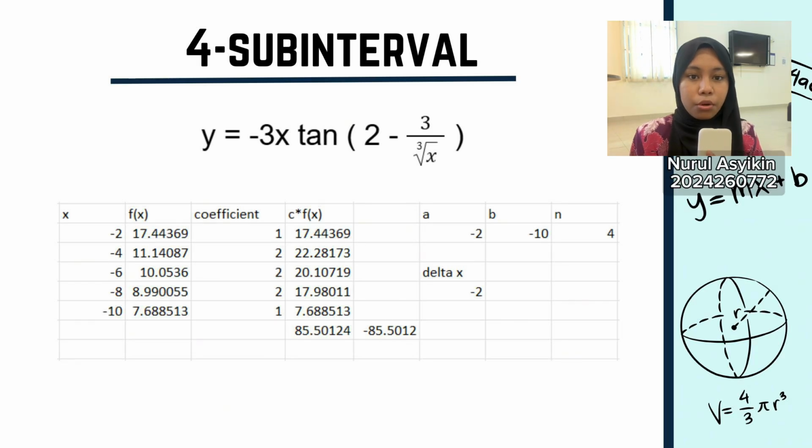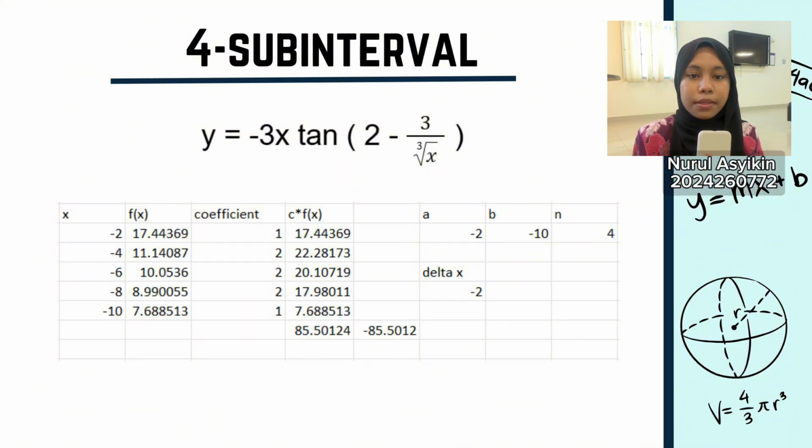Next, for the second row, we will put a value which is -2, and then we will keep on adding delta x, which is -2, to the previous value until we get the value of b, which is -10. And then we will substitute the x values into the equation to get the values of fx. Then we will obtain all these values. Moreover, for the coefficient, only the first and last values will be 1, and the rest will be 2.